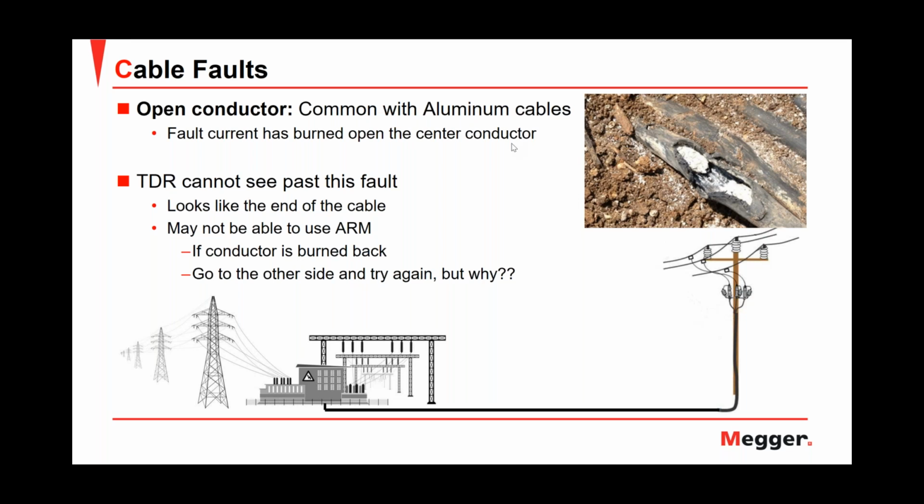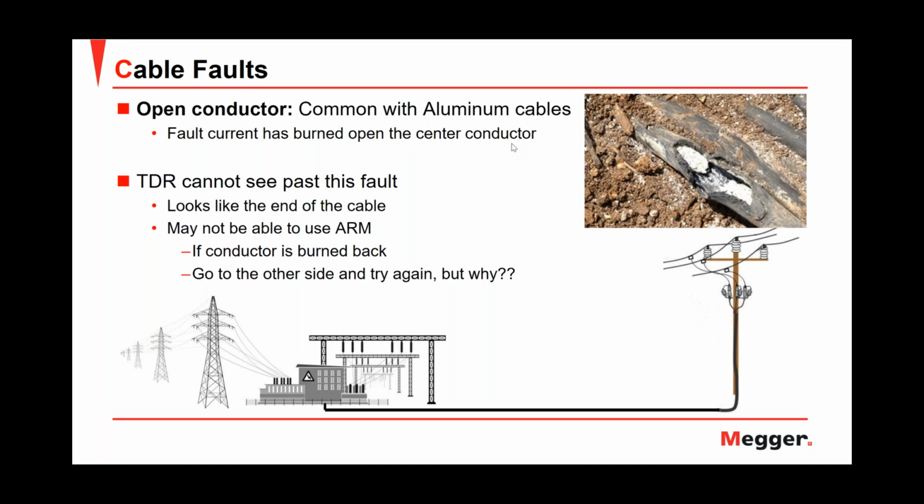We can think one more time that the pulse of the TDR will walk with one leg in the center conductor and the other in the concentric. As long as I have continuity in both, the pulse of the TDR will go through the cable. But if I have no continuity in my center conductor or in my concentric, the pulse of the TDR will stop right away. So in this open conductor fault, we may not be able to use the reflection method if the conductor is burned back. So what we need to do is go to the other side and try it again.